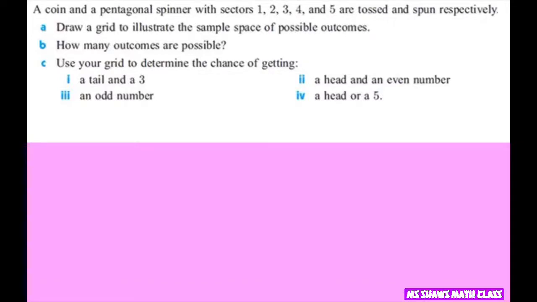Hi everyone, a coin and a pentagonal spinner with sectors 1, 2, 3, 4, and 5 are tossed and spun respectively. We have to draw a grid and then answer these questions. So let's first draw the grid.